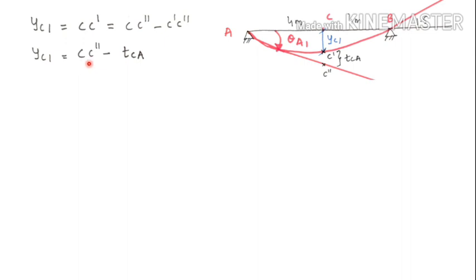And you see C double dash is very easy when you know the value of theta 1. So theta 1 equals opposite by adjacent. Already we know the value of theta 1. When you substitute the value of theta 1, C double dash equals 400 by EI. So you got the value of C double dash.